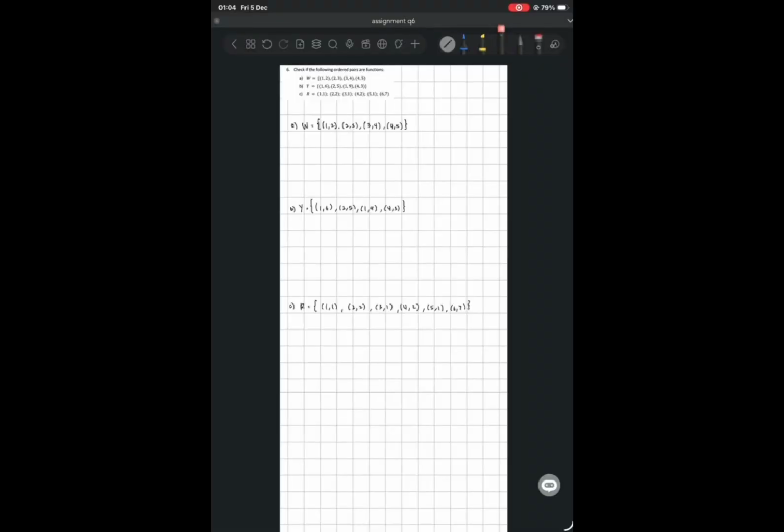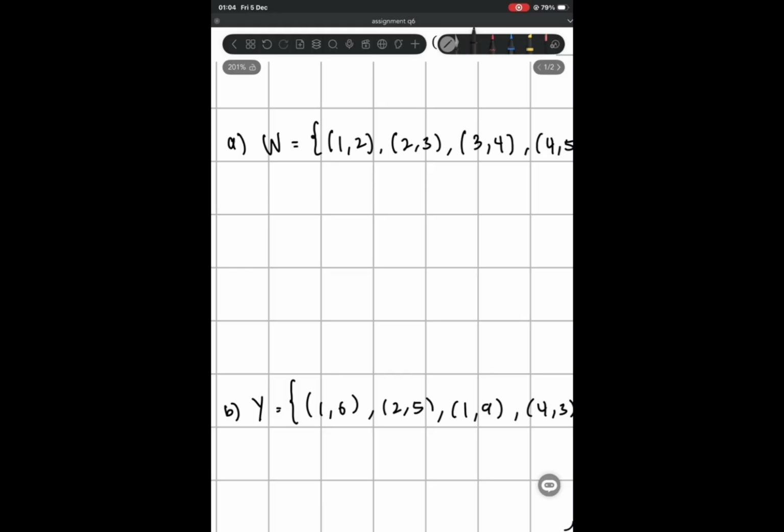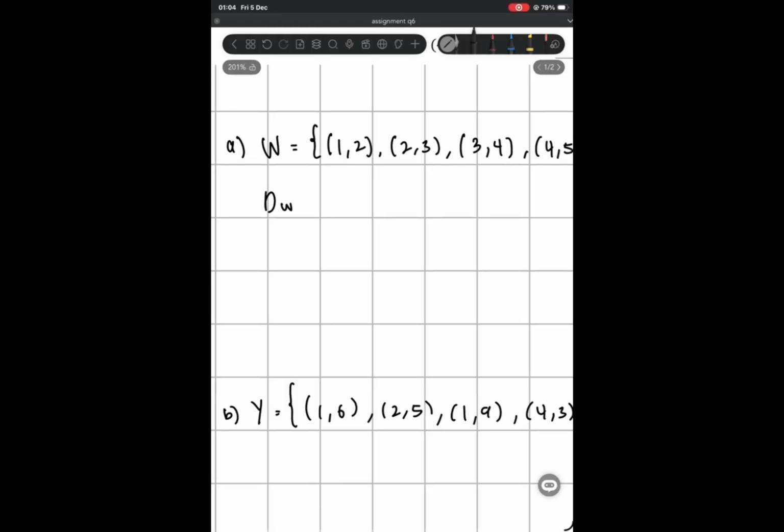Today I will do the SL question, question 6. So here's the question. Take a look at this, question A. The first step is we should list all the domain and the range. For the domain, we have 1, 2, 3, and 4. And the range is 2, 3, 4, and 5.